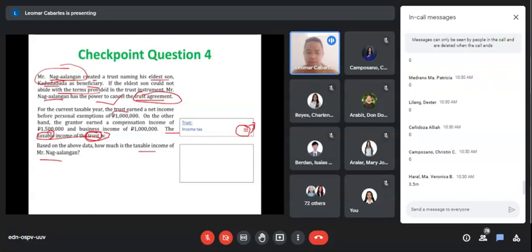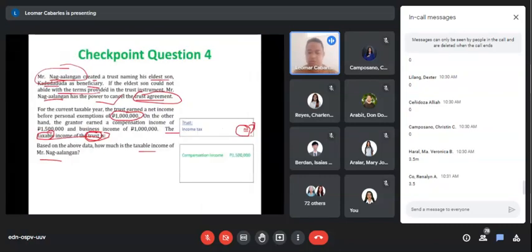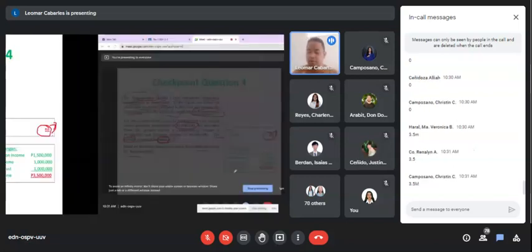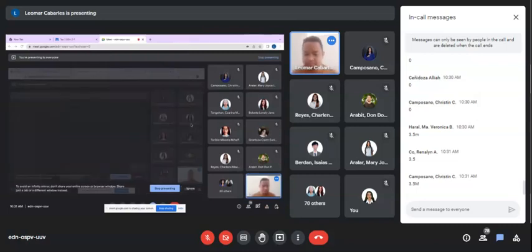Kanino mapupunta itong income na 1 million ng revocable trust? Kay Mr. Nag-aalangan. So in addition to his compensation income and business income, sa kanya ang income ng trust. Okay? So 3.5 million. Paano kung irrevocable yung trust? Kung irrevocable, nandito ang 1 million. Wala dito sa baba. So this becomes 2.5 million. Kasi separate taxpayer na si trust if it were irrevocable. Clear?